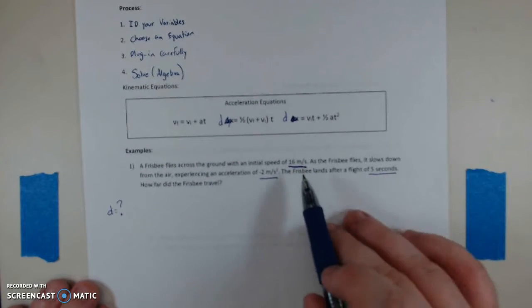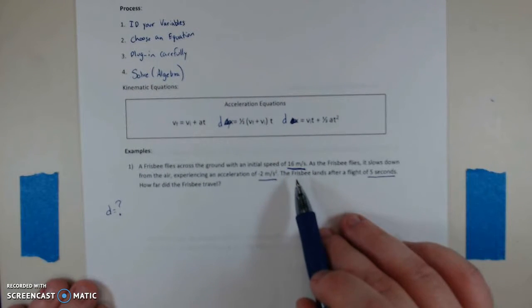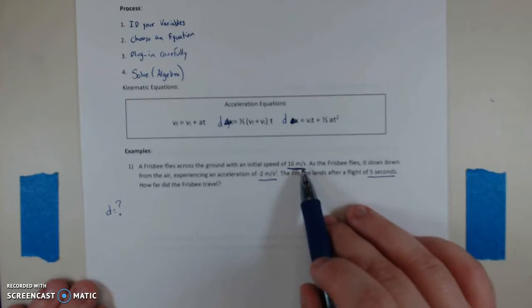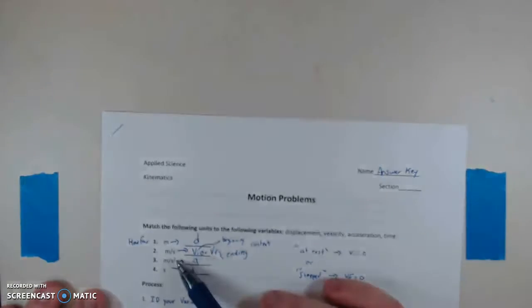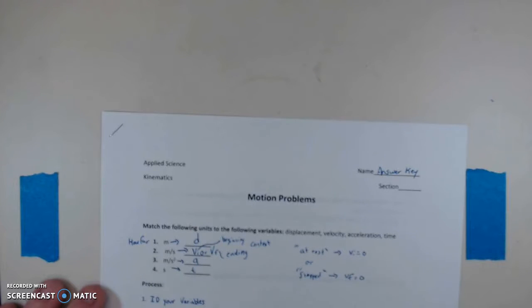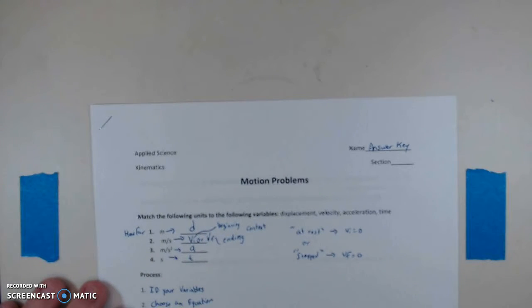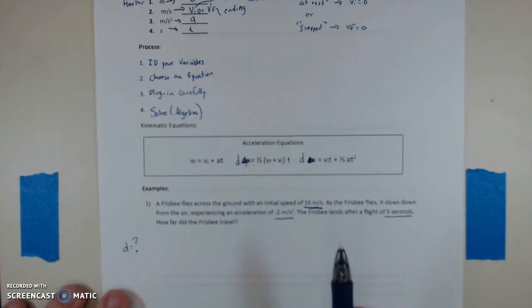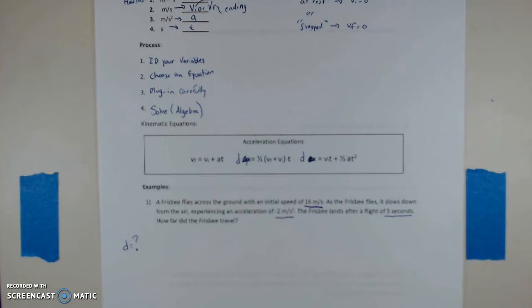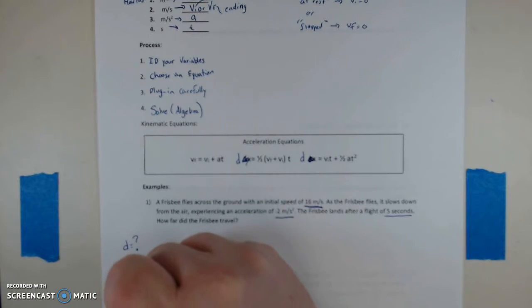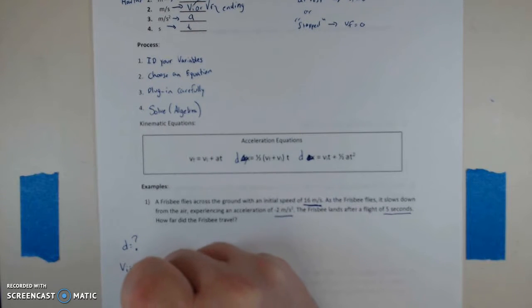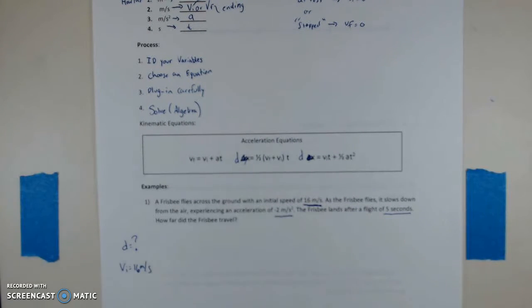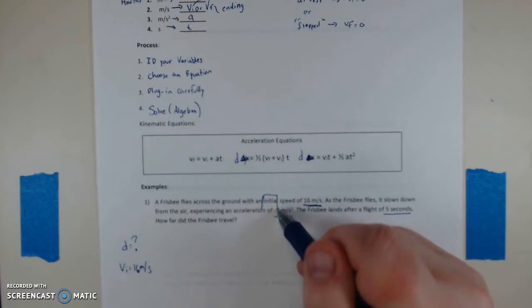So first off, if you look at the 16 meters per second, meters per second has got to be a velocity. We know that. So looking at the context clues of this velocity, I can determine that the object is starting at that speed. So we can safely assume that this is our VI, because once again, it says it's starting with an initial speed. So that context frames it for us.